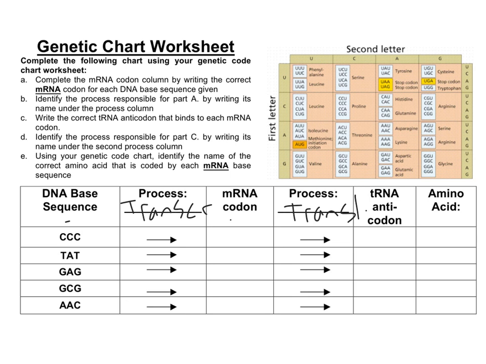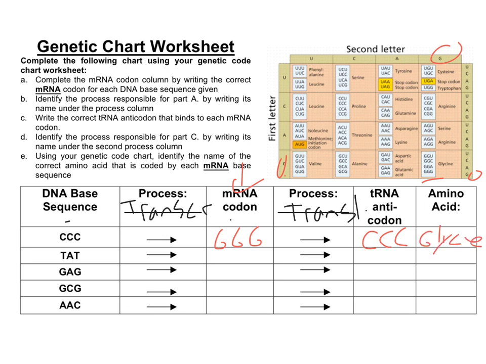So CCC goes with the mRNA GGG, which will correspond to the anticodon CCC. And I use this column here to figure out the code. GGG codes right down there for glycine. I'll write glycine right in the box.